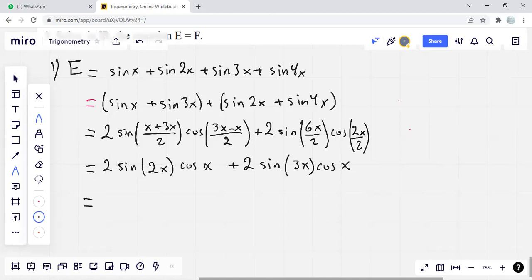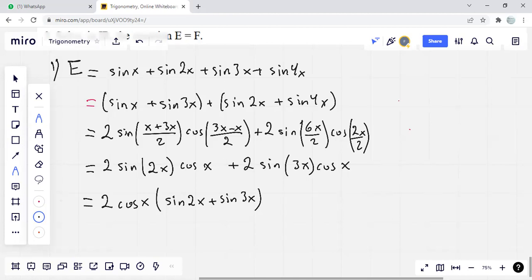Now we can take common, okay, because we want to write it as a product of 3 factors. Anyway, product of 3 factors is something like this. Okay, this is the first factor, the second, and the third factor, and they are all multiplied by each other. So in order to write something as a product, we have to factorize it. We might take common 2 and cosine x. 2 cosine x. We are left with sine of 2x plus sine of 3x. Okay, and now we can apply this rule again.